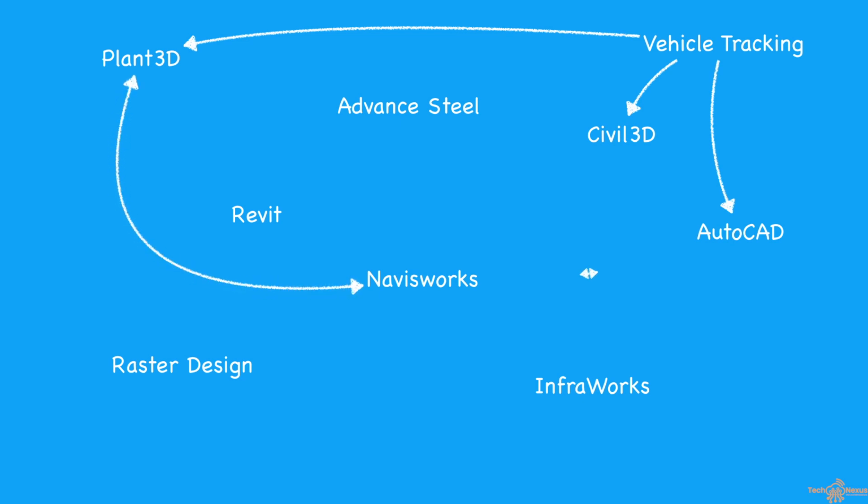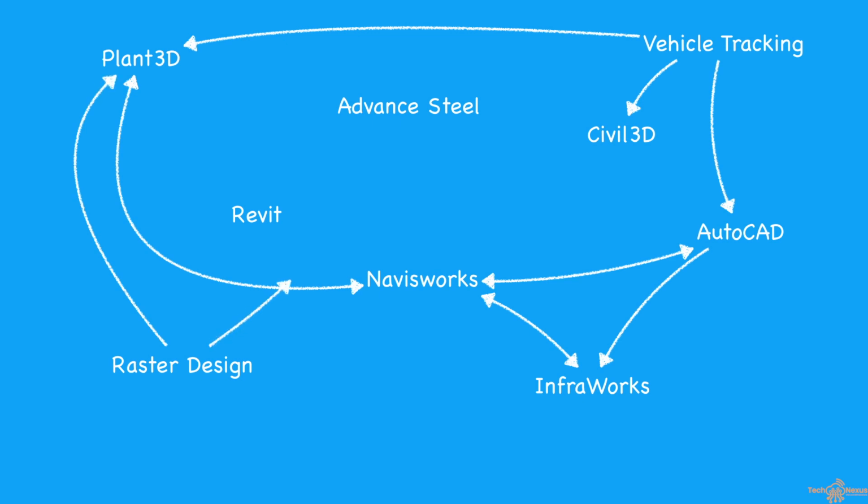So you can see there on the screen we've got the plant software, we've got Advanced Steel, vehicle tracking, civil, and others. But from this diagram you can see it's a good visual way to see that we can go from Navisworks to InfraWorks, and we can go from InfraWorks to Navisworks as well. So we know that's a two-way street, and it's easy just with one click of a button.